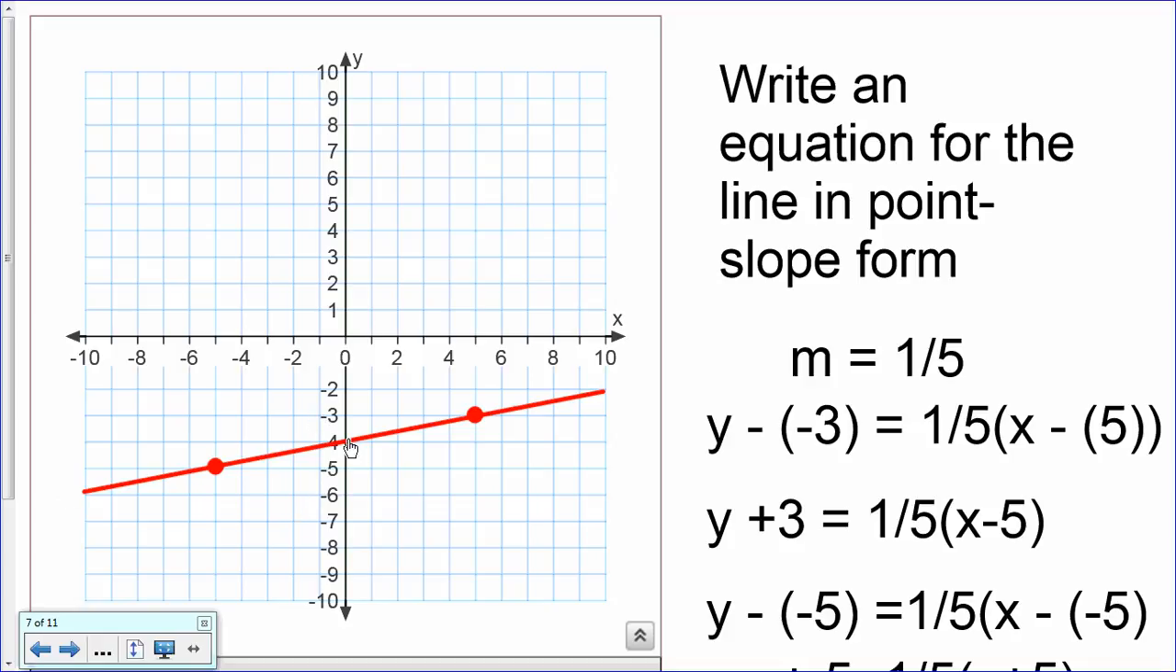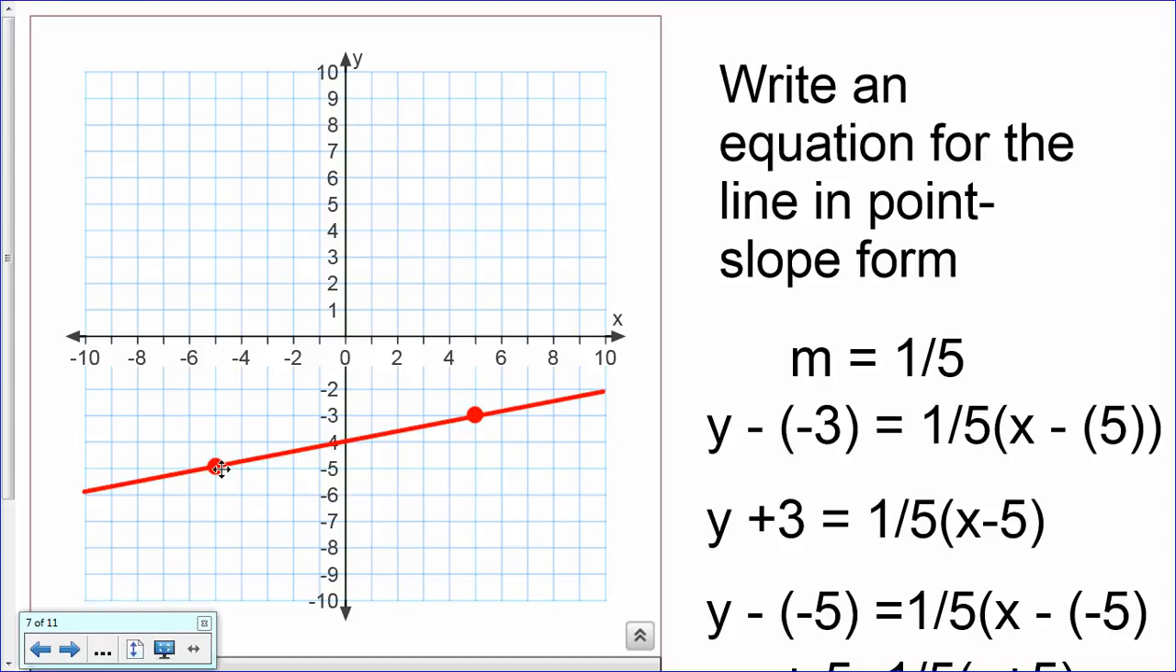So you could start from point to point, or you can just start from the y-intercept, go up 1 and over 5. So my slope is 1/5. And then it looks like I picked this one, because I have a -3 in for the y and a 5 in for the x. So I simplify it out, I get y plus 3 equals 1/5 times x minus 5.